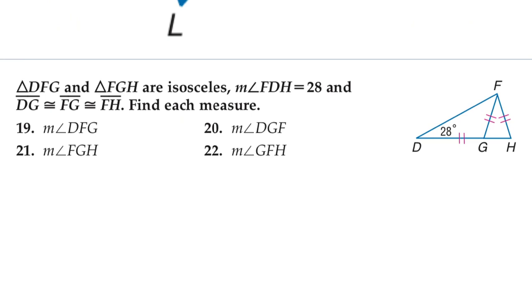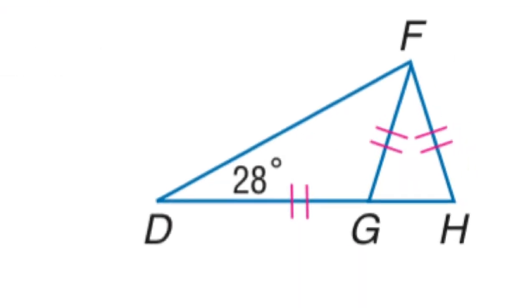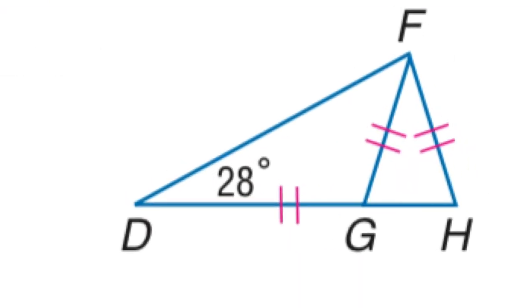Oh, this is just that same problem we did again. So there's two isosceles triangles. It says we get in a 28. And DG is the same as FG is. Okay, perfect. So let's do it. So this is the same one as before, except instead of starting with the vertex angle and going to base angles, we're doing the opposite of that. We're starting with a base angle and we're going the other direction.